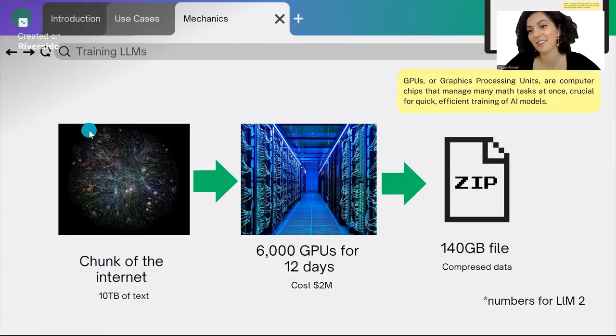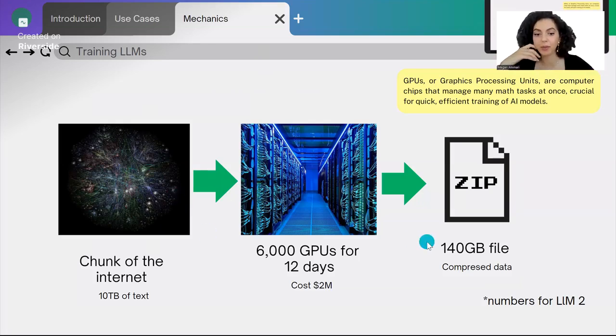A lot of it is trained on just the internet. I mean, there's a ton of stuff on the internet. So imagine this web of the internet being processed in data centers. So a GPU, a graphics processing unit, like our laptops have CPUs. A GPU is a computer chip managed by many math tasks at once. GPUs are much more efficient than CPUs. And now we have a bit of a race towards GPUs and having more power to store more data. Nonetheless, it can be very expensive.